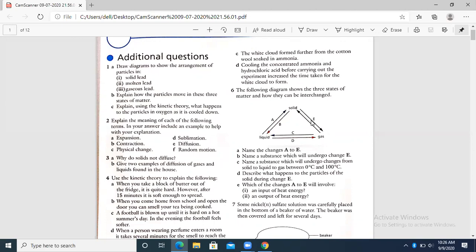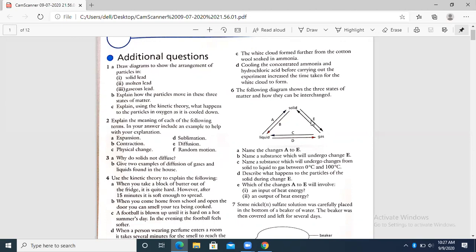Next, Mustafa Midir. An output of heat energy means the process happening will release heat energy out. Which of them, A to E? It will be A and C. Okay, A and C only. You can remember AC because it will give cool. But also sublimation, the change from gas to solid. Sublimation comes in both cases. From solid to gas, it will need energy. From gas to solid, it will give energy.